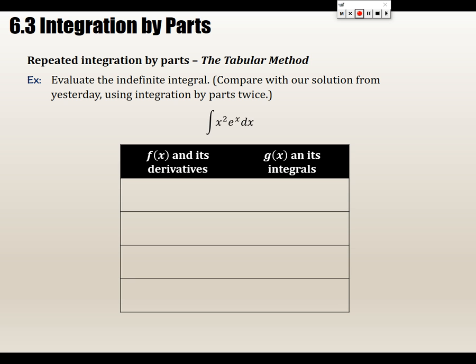Do you see it in your notes? Do you see it? Yes. So you already have the answer in front of you. I just want to present this tabular method as a very quick, very nice way of organizing our work.